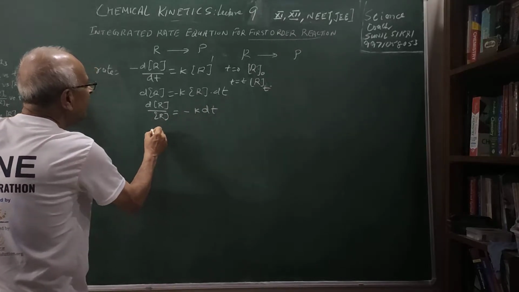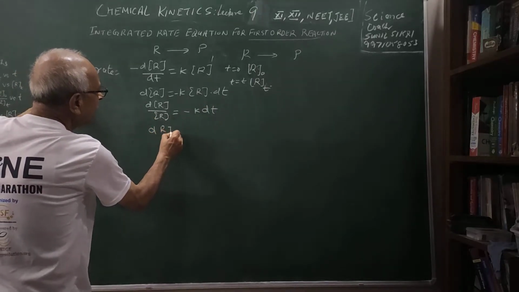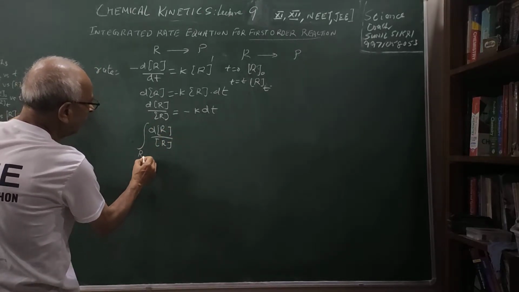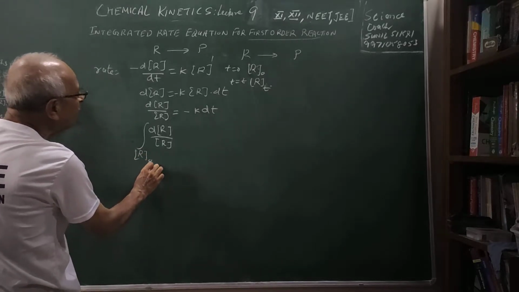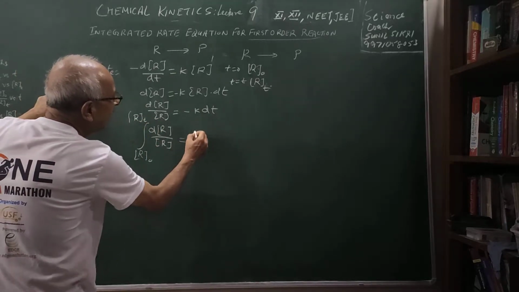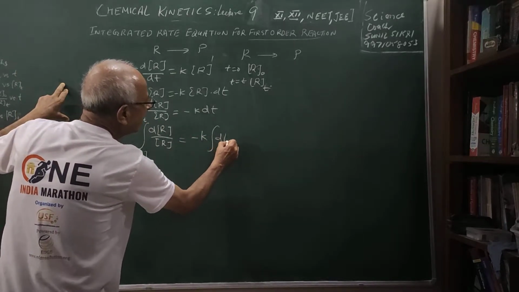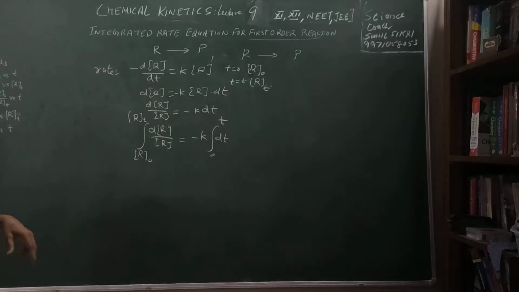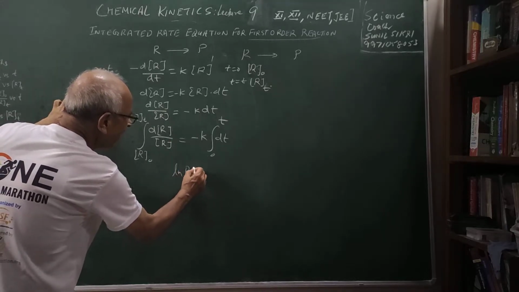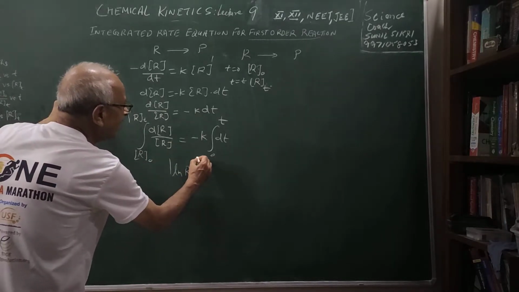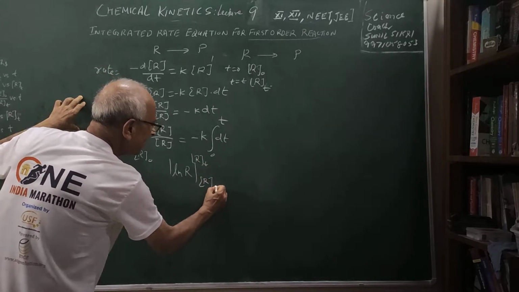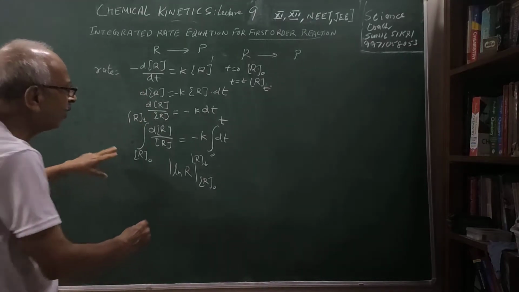When I integrate this within the limits, dR by R, the limits are R0, the concentration at time t equal to 0, and Rt, my concentration at time t. K is a constant, and here we are integrating from 0 to t. So we already know that the integral of dR by R is nothing but ln of R, and the limits here are R of t and R of 0. This is a simple integration which you already know.